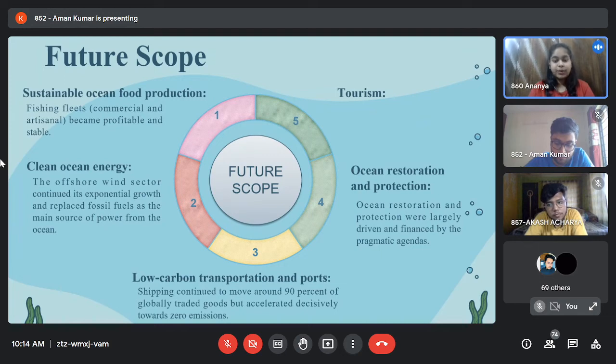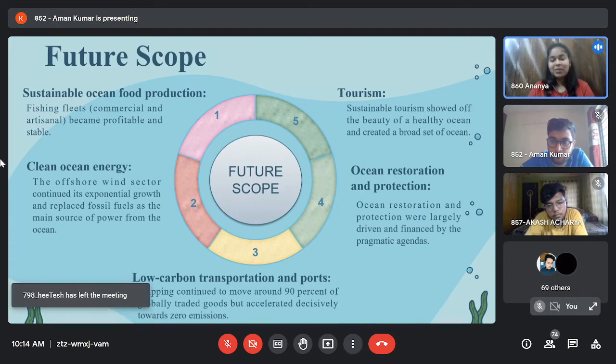At last, tourism. The industry continued to grow, providing enjoyment and livelihoods for millions of people. This growth was based on sustainable tourism growth plans which countries developed and implemented in the early 2020s.